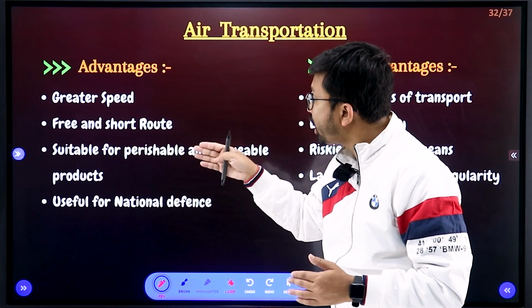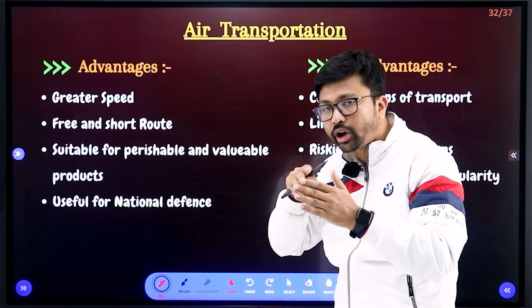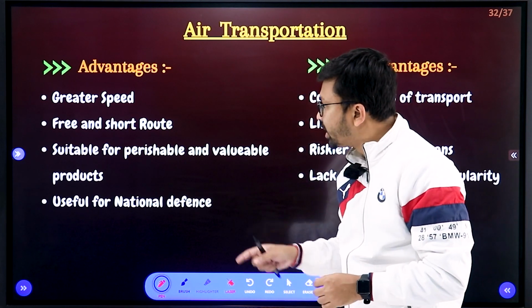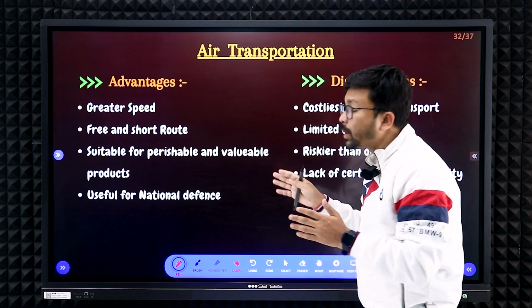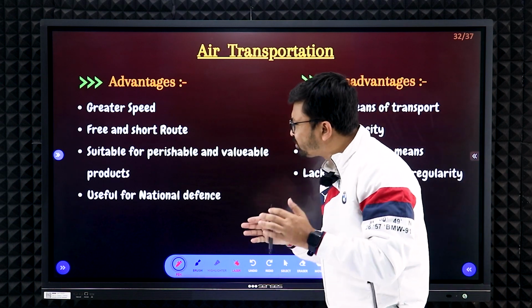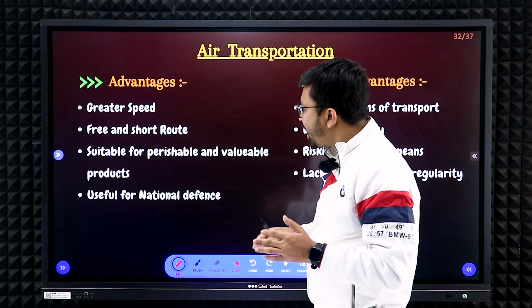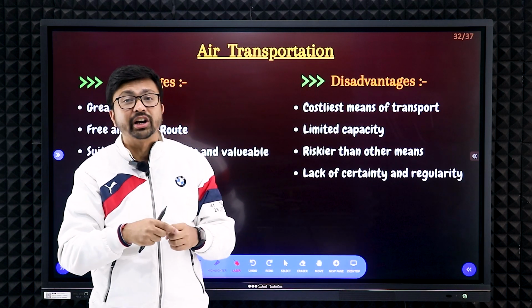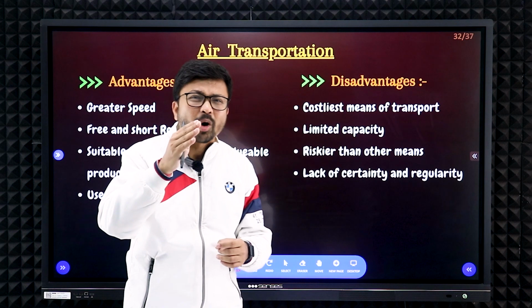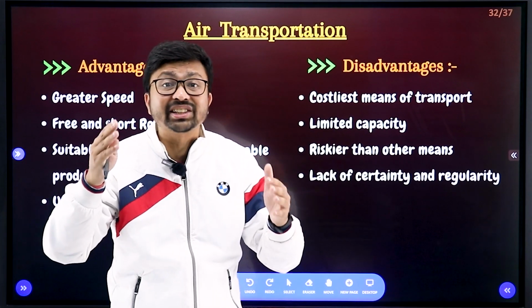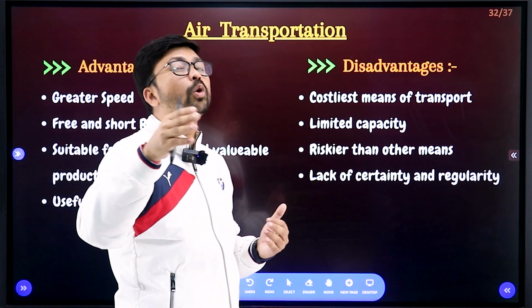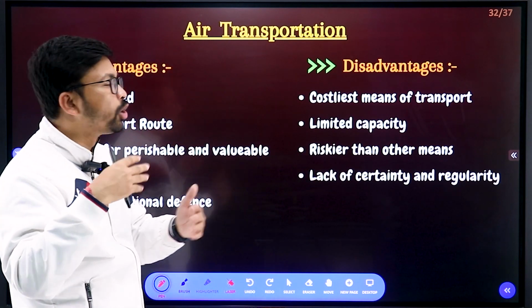Next is what? Free and short route. It can take the shortest route only, right? Because it uses aerial routes. Next, it is suitable for perishable and valuable products, very sophisticated items, which you can carry very easily, right? It is useful for national defense, and it is also very important for emergency purposes, for national crises like natural calamities. At that time, it can be very useful for rescue operations.